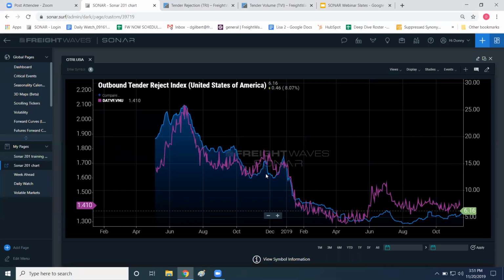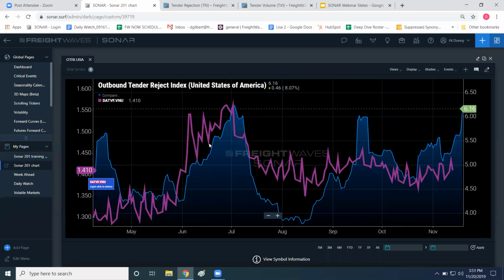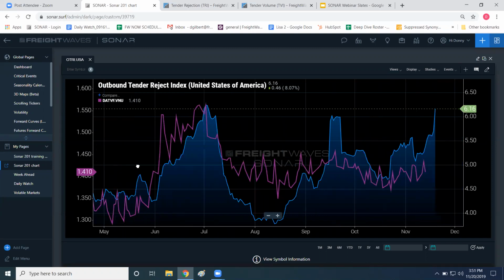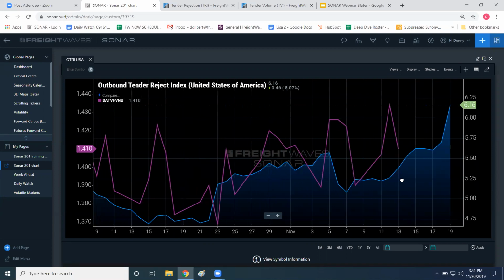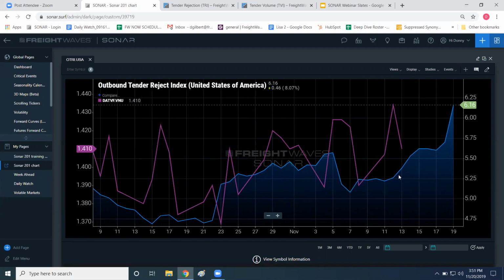Now there's a little bit of a gap in between these lines, but that's because we're comparing a rate per mile to a percentage. So as we zoom in and see, using our tender rejection rates, we can understand what's going on with rates in the spot market. Now I want to get down here to the last 7 to 10 days, because this is what's really important and where you can really find value using tender rejection rates versus just a regular rating tool.